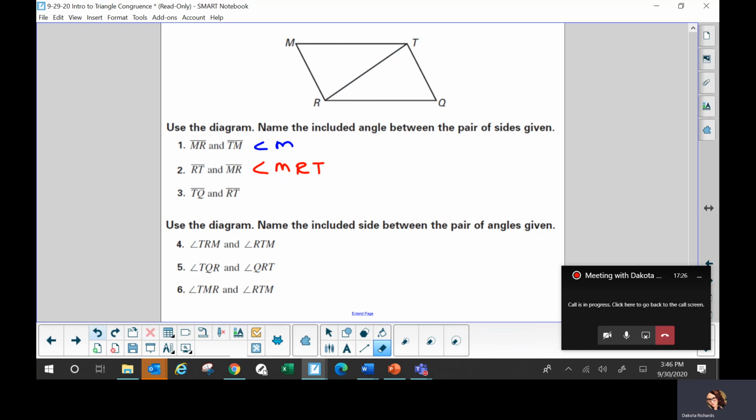So next you are given side TQ, and then you're given side RT.